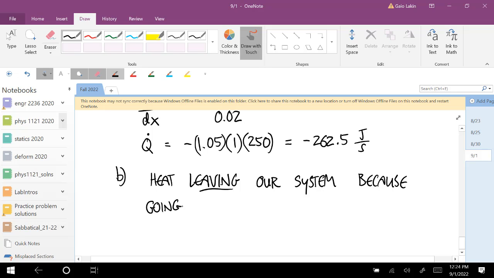Going from high to low temperature. So in this case, if we're going to use the differential form of the first law, is Q dot going to be positive or negative? Negative, yep.